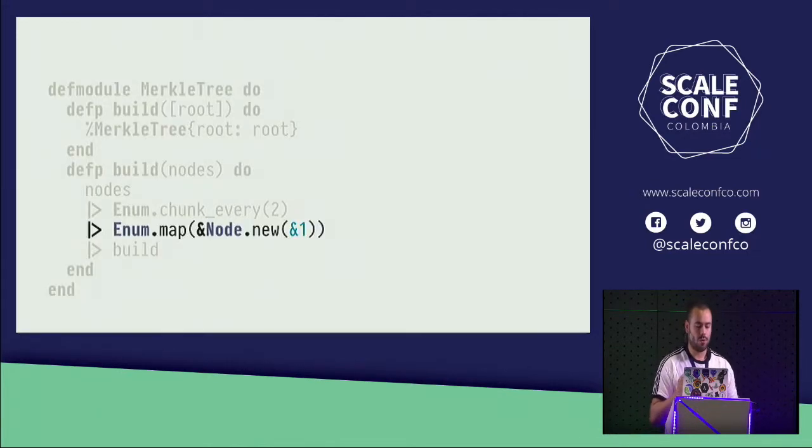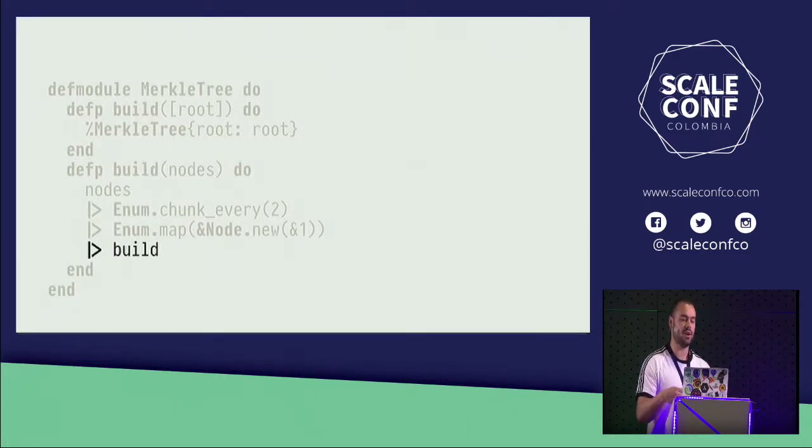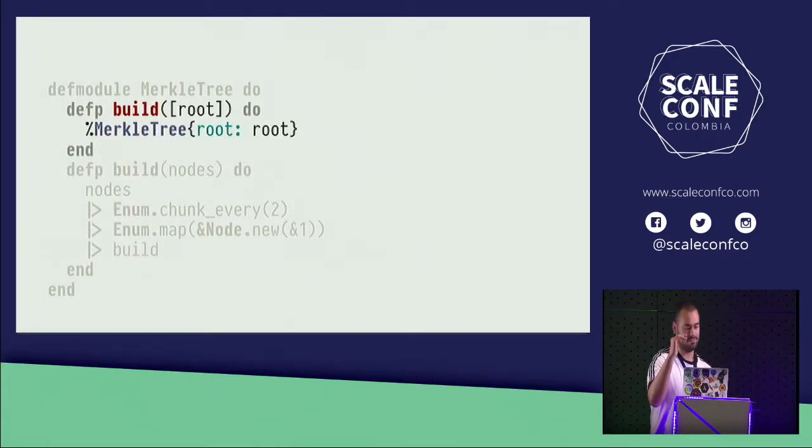So for each pair of nodes, we'll use their hashes to compute another node. And we'll call the build function once again. But you'll notice that we are making use of recursion. In this case, tail recursion, we are calling the same function once again in order to build our Merkle tree from the ground up to the root. But still, we'll need to stop this recursive processing. That's what Elixir enables us to do.